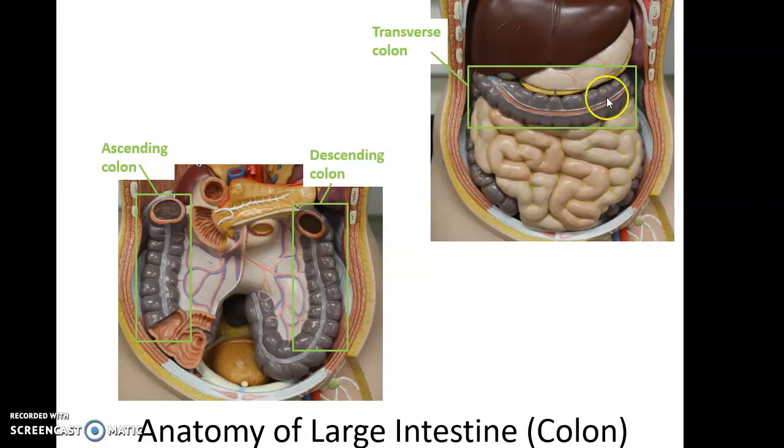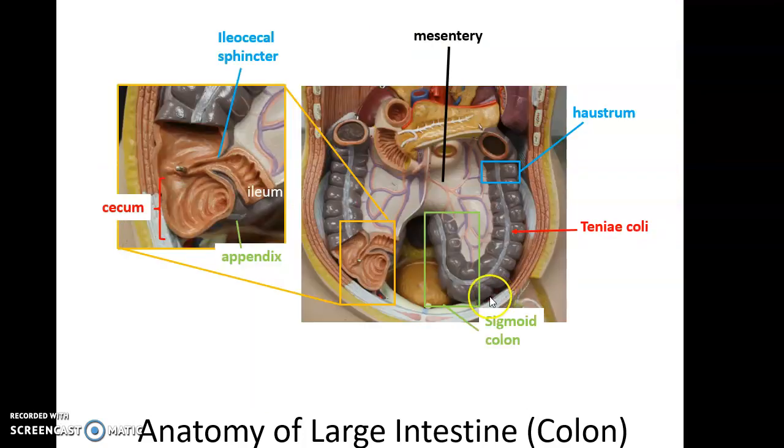Then it will cross from right to left via the transverse colon. Then the feces will travel down the left side via the descending colon. From there, you get the sigmoid colon, which would then, if we could see it, but we can't, lead to the rectum and anus. Again, the very first compartment of the large intestine is the cecum.